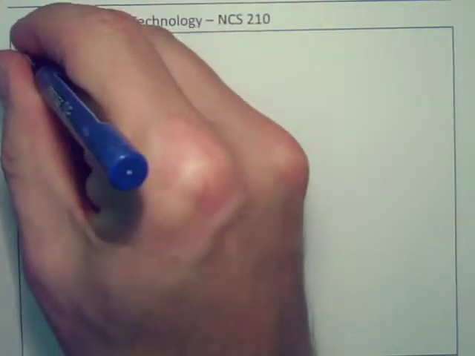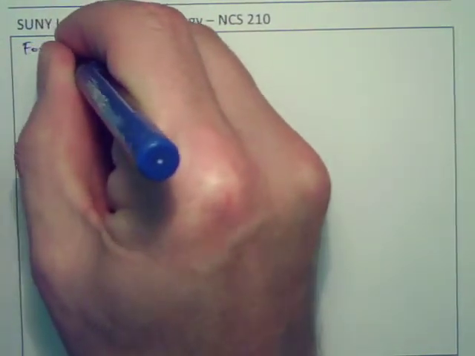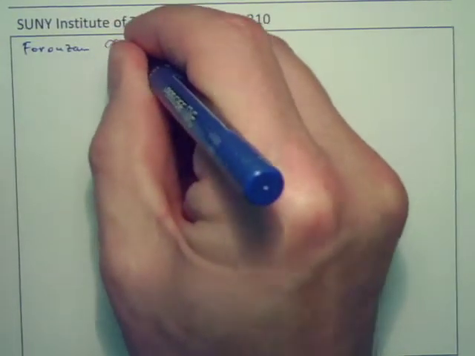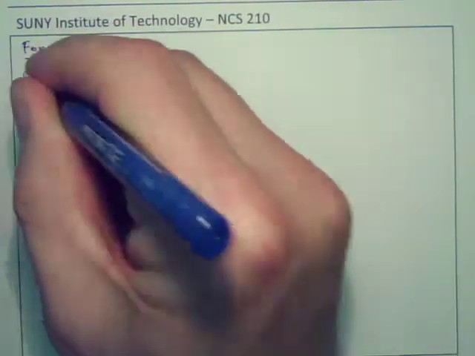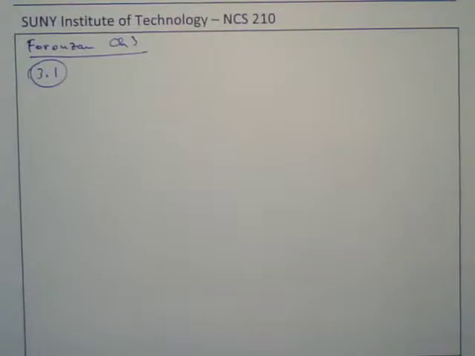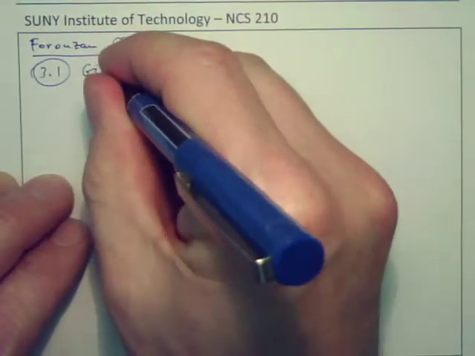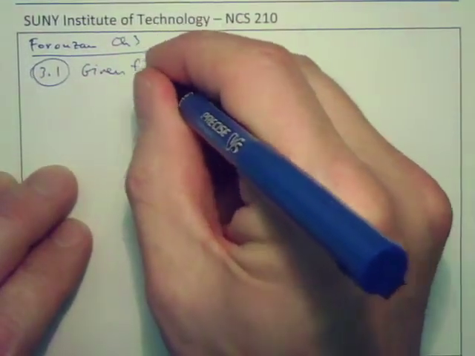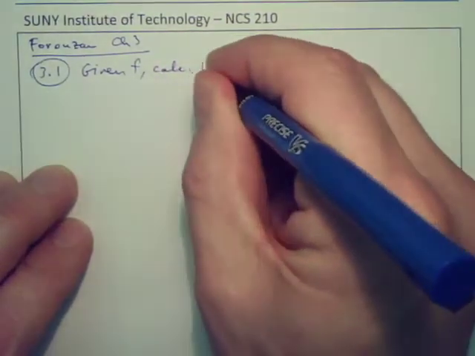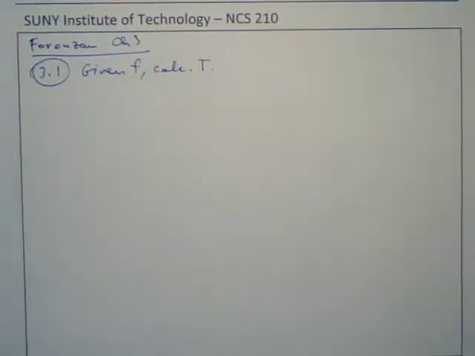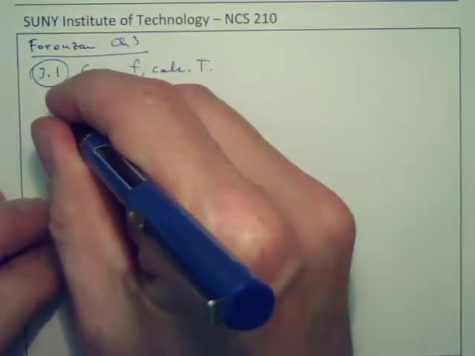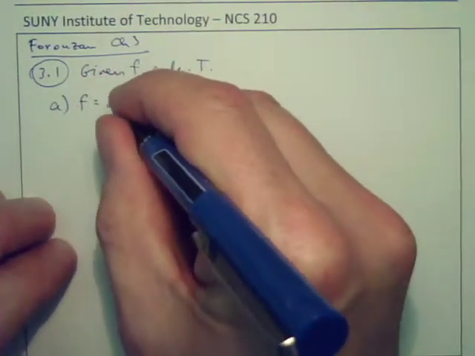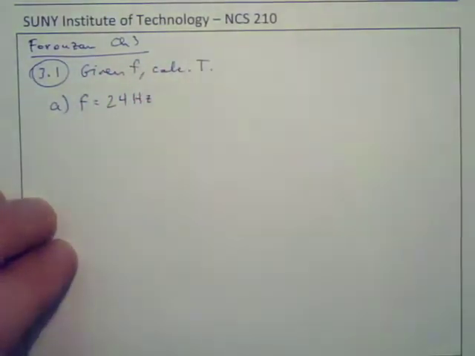So I'll start with Forouzan Chapter 3, 3.1 here, and given F, calculate T is what we're supposed to do here. And for part A, F is given as 24 Hertz.